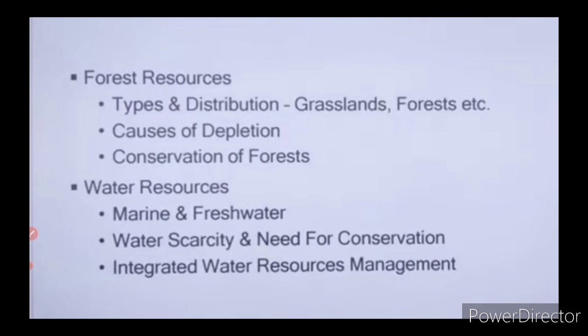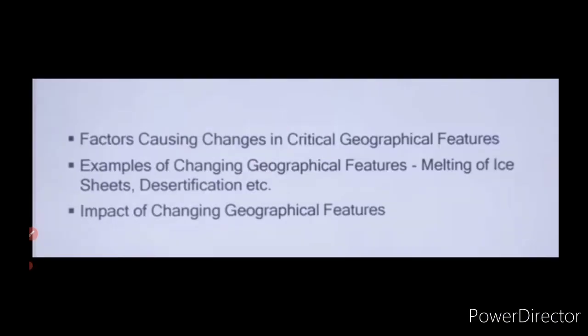Then forest resources, so types and distribution, so grassland and forest, again etc is coming, so every type of distribution will come here. Causes of depletion, conservation of forest, what is the need to conserve it. Then water resources, so marine and fresh water scarcity, very common in deserts, and need to save it. And integrated water resource management also, so what is the need to conserve water, basically here. And about the water resource management also.